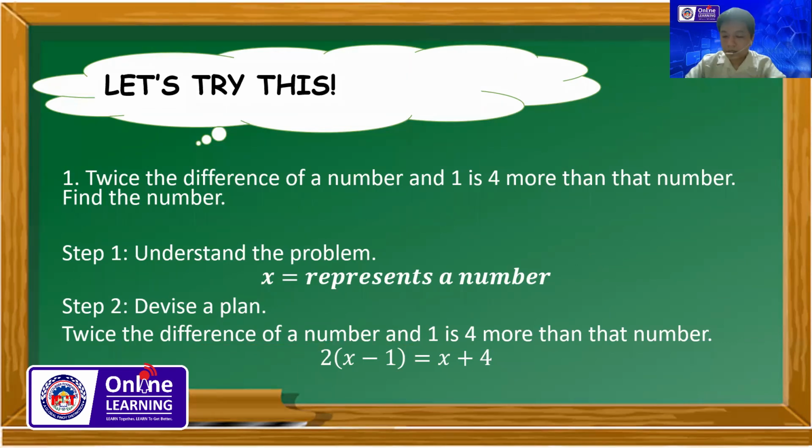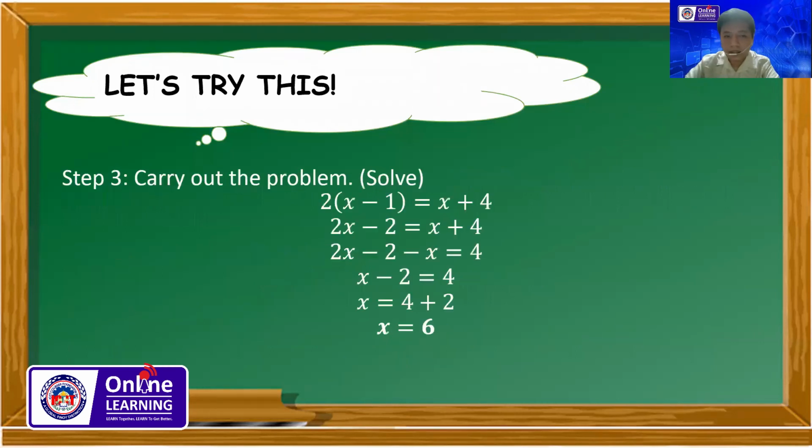Then let us proceed to step number 3. Step number 3 is to carry out the plan, meaning we will solve the problem. The interpreted equation is 2 multiplied by the quantity x minus 1 equals x plus 4. After that, we will apply the distributive property to 2 times x minus 1. You will come up with 2 times x, which becomes 2x.